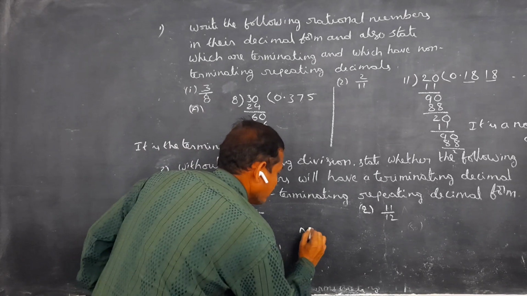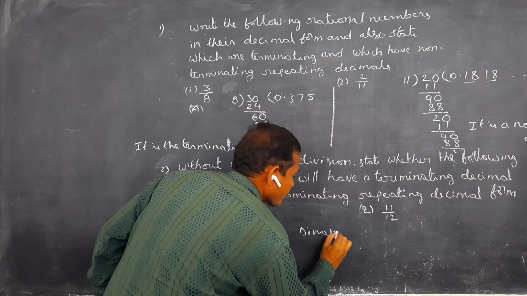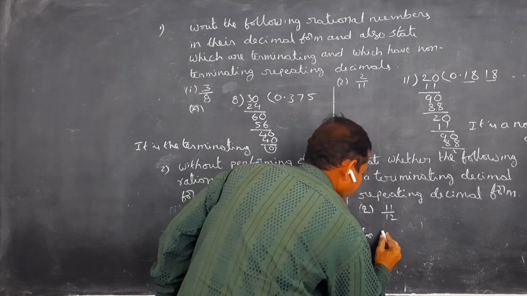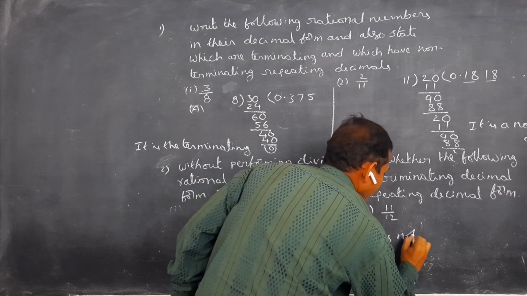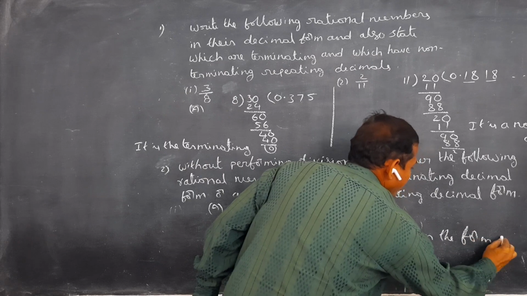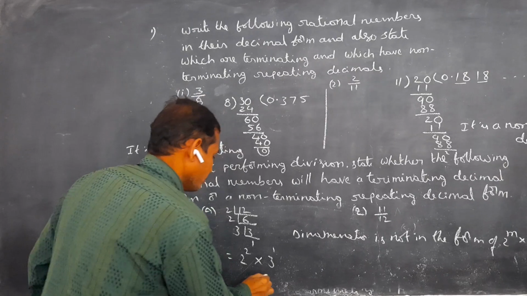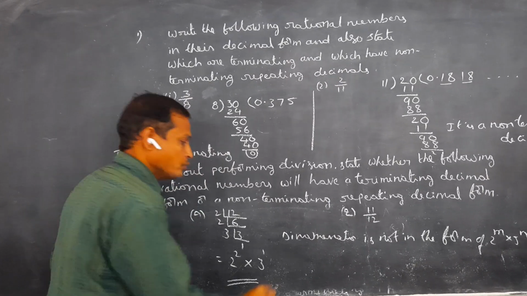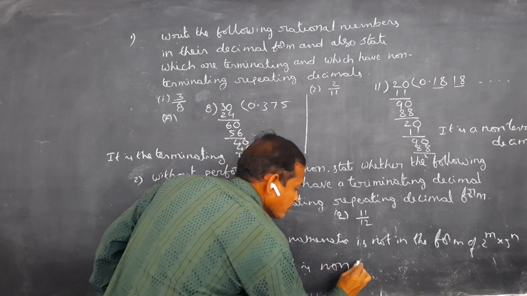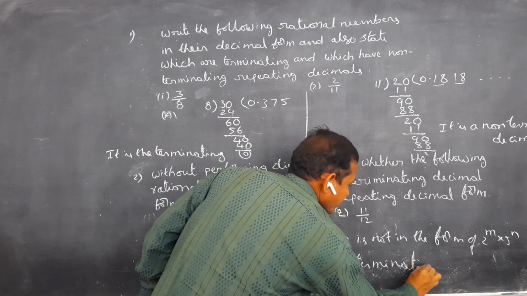For example, the denominator is not in the form of 2 power m into 5 power n. I understand, children. So it is a non-terminating decimal.